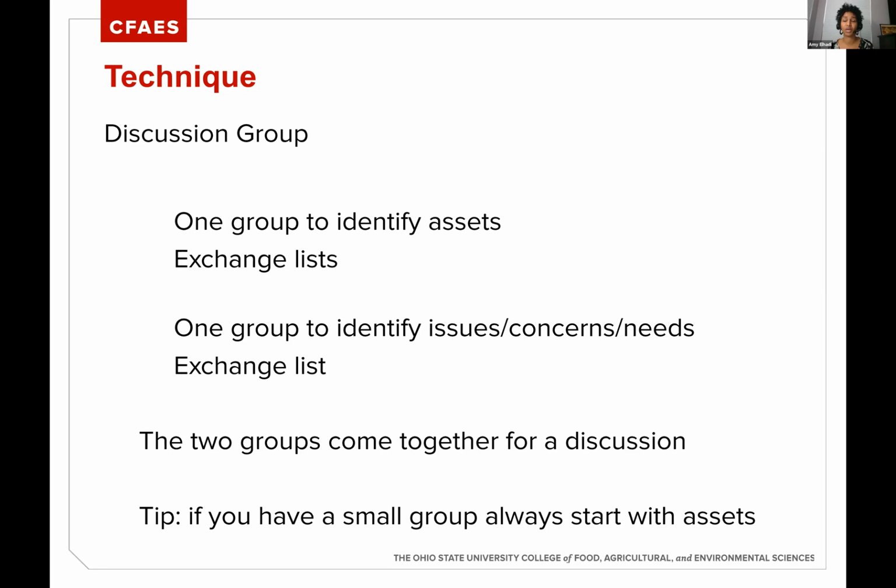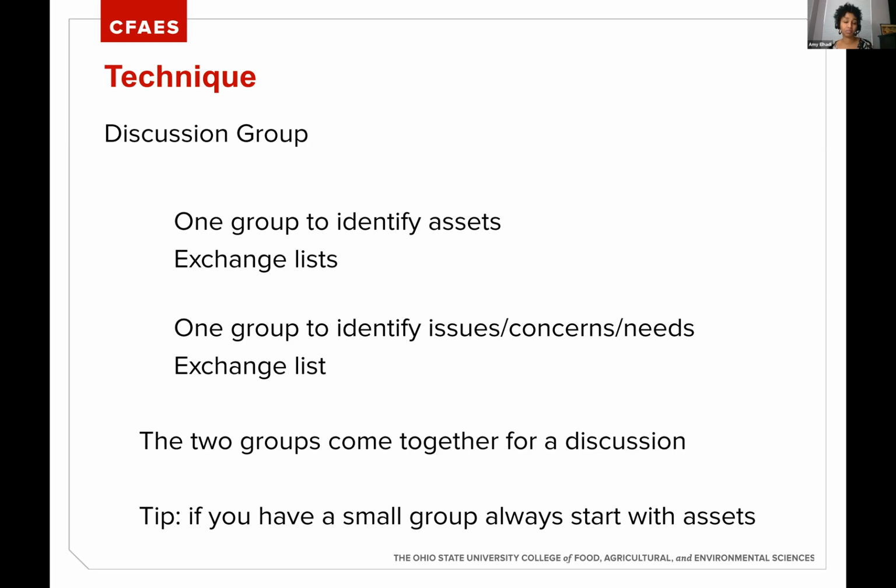But one way to start this approach is to have a discussion with two groups of people. One group will be assigned to identify assets within your community, and another group will be assigned to identify needs, concerns, and problems within the community. Each group might be of a size of 10 to 12, 15 people maximum. They identify assets and needs, exchange their lists, and then come together as one group for discussion.